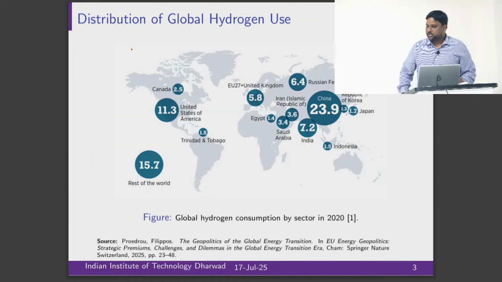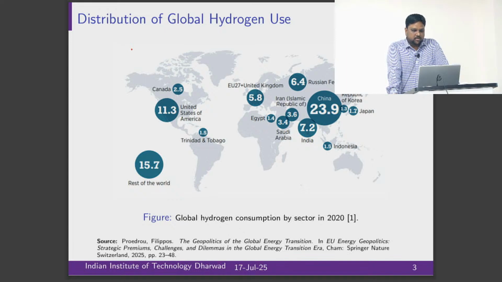So, this is one of the statistics. You can see the global hydrogen consumption rate. It is of course till 2020. You can get the information from the given references. The radius of the circle tells you the magnitude of the amount of hydrogen being consumed in the different countries of the globe. So, the bigger the radius, the more the consumption. That is how it is represented here.